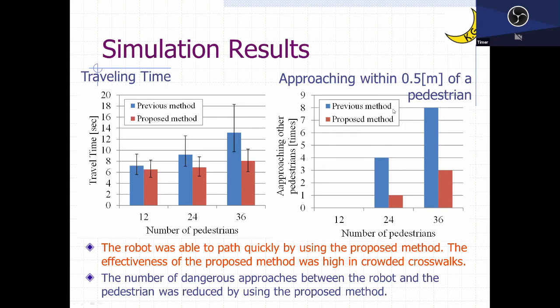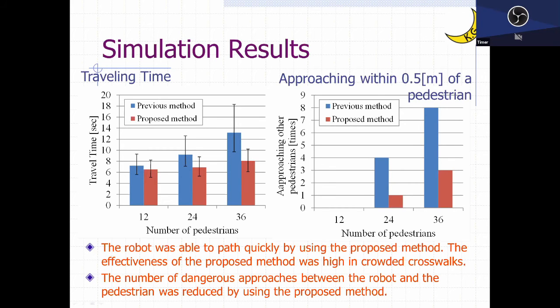There is the same tendency in approaching. The number of dangerous approaches between the robot and the pedestrians was reduced by using the proposed method. With small numbers of people, there is no problem, but with a large number, approaching occurs. But using the proposed method, the approach count is greatly reduced. So we think that the proposed system is effective. Okay, I understand. Thank you very much.